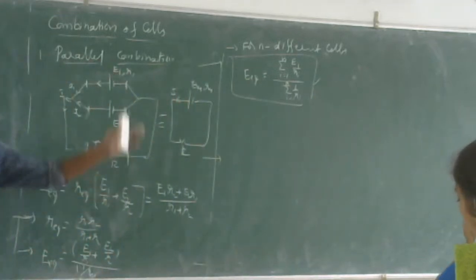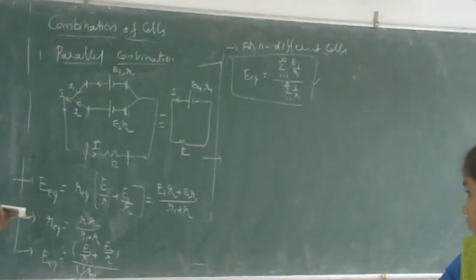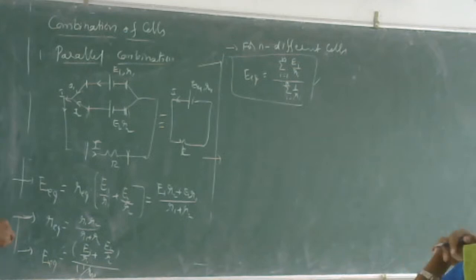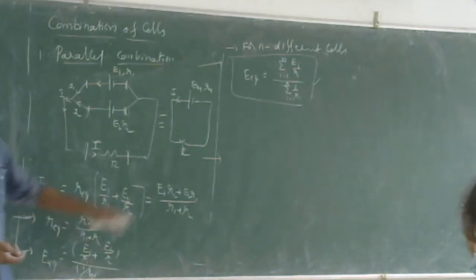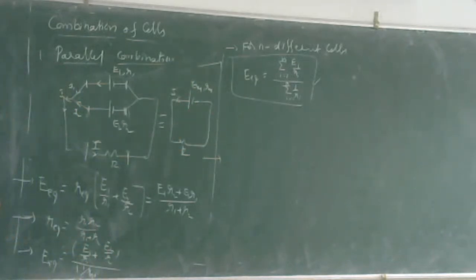If they are identical, you can take all are same, so n we can take accordingly for identical cells. What do you get? For identical cells, all i's are same. Then we will write E by R plus E by R plus E by R, n times. So nE by R. Yes or no? And here this is 1 by R, n times, which gives you n by R. That R goes there and it divides with n. So either way you can do it. You have to carefully take this step especially without confusion.